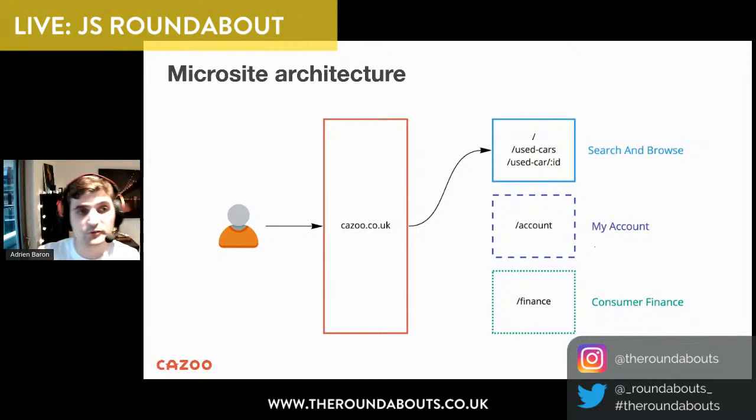How do we deploy that? We use a microsite architecture. Our whole stack is hosted on AWS. Each team usually owns a Next.js app, and all the pages they own are deployed to AWS as independent Lambdas. Then there's an API gateway in front that does the routing. So if you go to the homepage or /usecars, which is our search page, you end up on the search and browse app. If you go to /account, you end up on the My Account app. /finance, you end up on the consumer finance app.